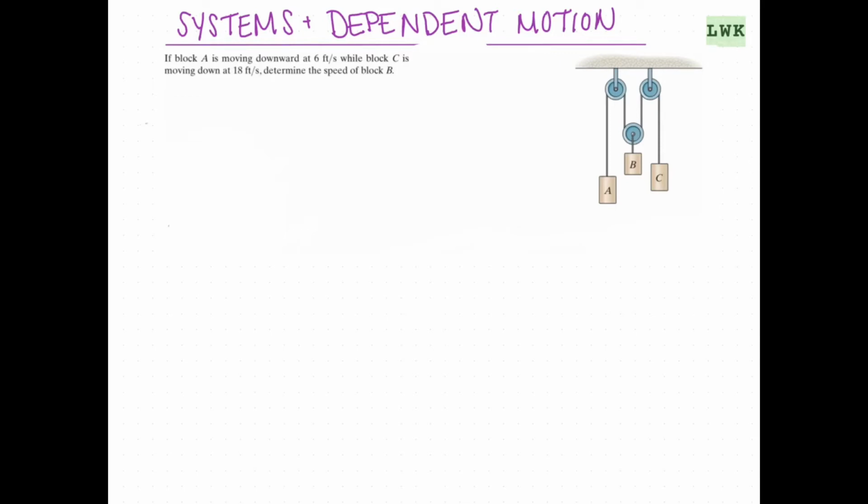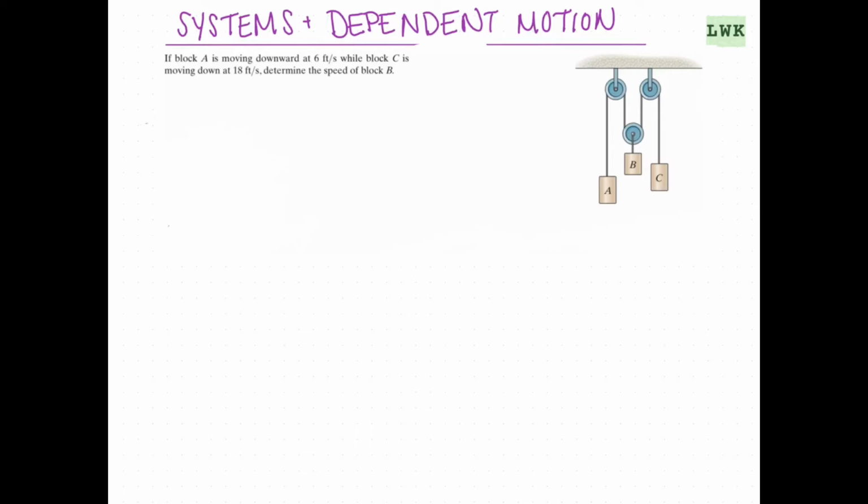Let's take a look at dependent motion. These types of system problems are all going to be blocks or particles that are related to each other. In this problem, we have an A, B, and C block, and they're all connected on these pulleys, and that's a really telltale sign that you have a dependent motion problem. So let's take a look at this problem and see how we would go about solving it.